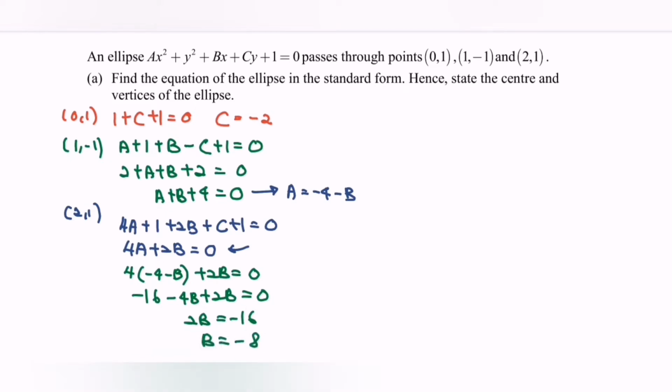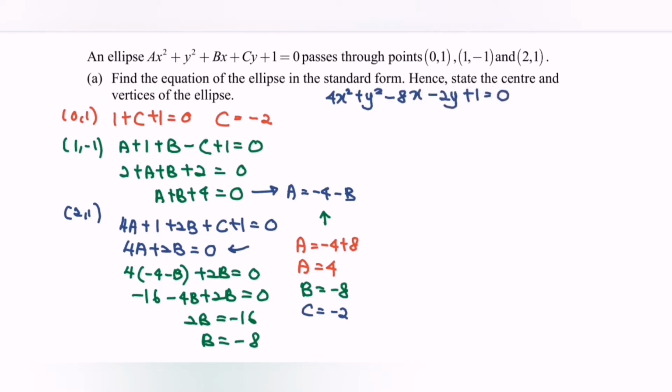Then substitute this value into this part. So the value of a is equal to negative 4 plus 8. So a will be equal to 4. So finally, we have a equals to 4, b is equal to negative 8, and c is equal to negative 2. So kindly substitute the values into the general equation of the ellipse. So we will have 4x squared plus y squared minus 8x minus 2y plus 1 equals to 0. So here we have the general equation of the ellipse.